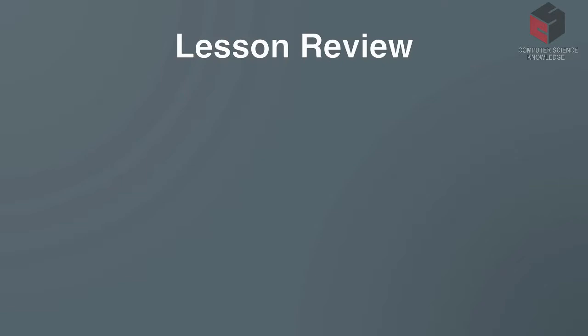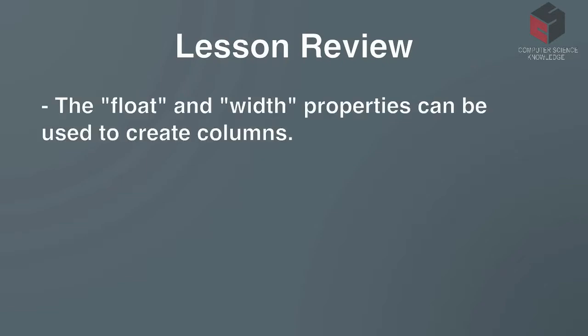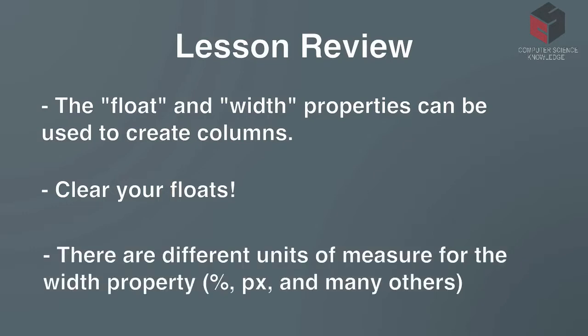Now, we've covered a lot in this lesson. Here's a very quick review. To have sections of a web page sit side by side one another, or in other words, to create columns, we add the float property to an element, and we also assign it a width value. If you're using floats to create column layouts, you need to be sure to clear your floats, and we learned several different ways of doing that. And finally, we learned about different ways of managing our width values.